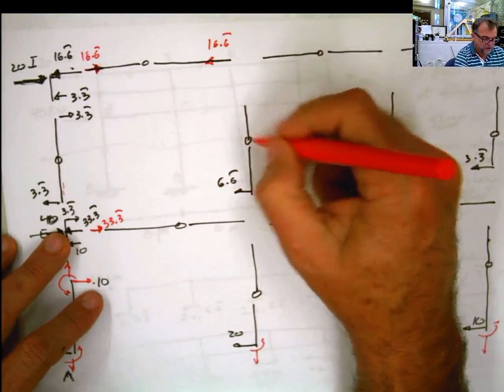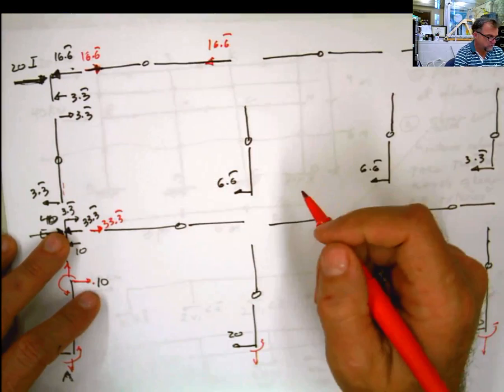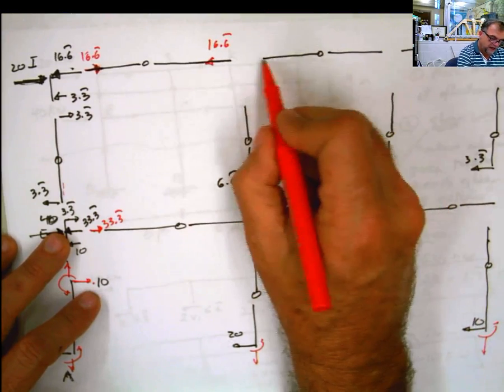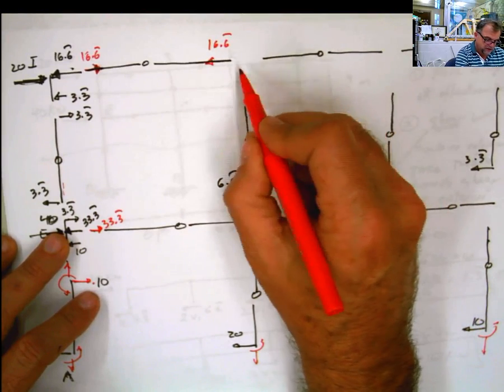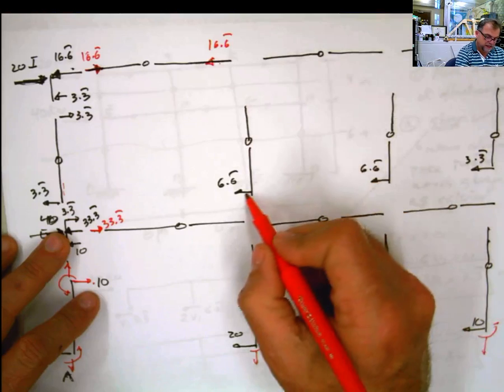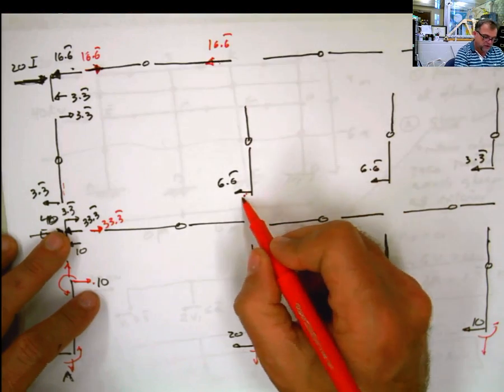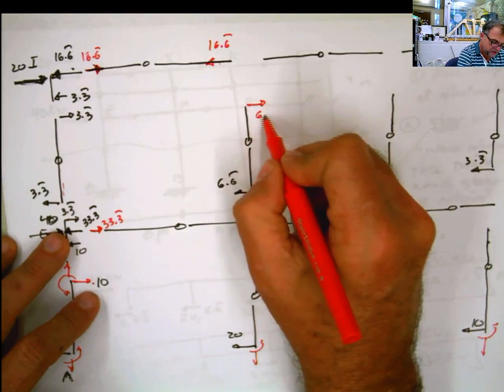And now here you have to take a knee and wait a moment. Why? Because I can't say that this is 16.6 because I have 1, 2, 3. But in this case, if I look at this one, this is 6.6. I know this is 6.6.